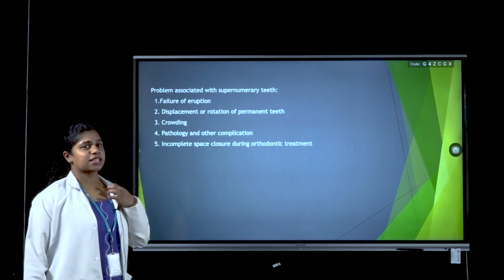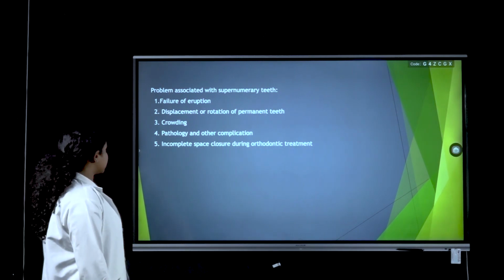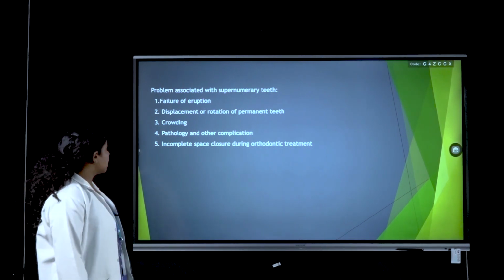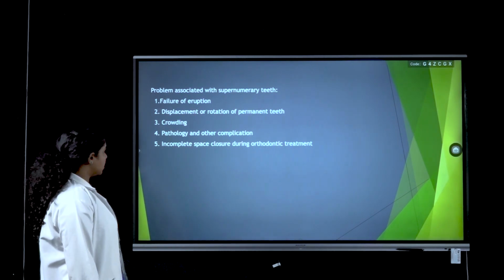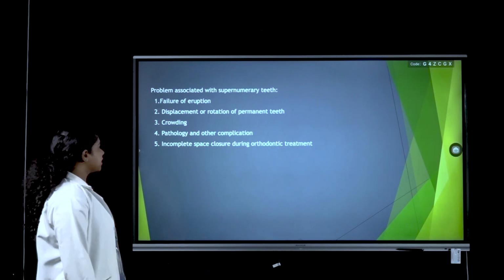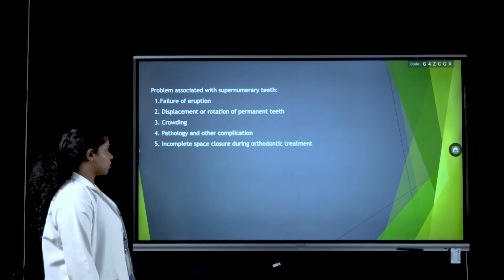So what are the problems that are associated with the supernumerary teeth? That is failure of eruption, displacement or rotation of permanent teeth, crowding, pathology and other complications, incomplete space closure during orthodontic treatment.